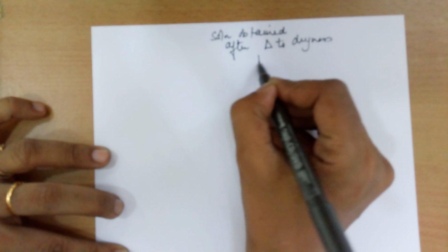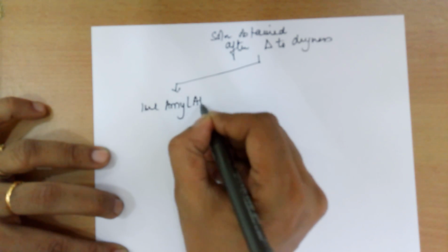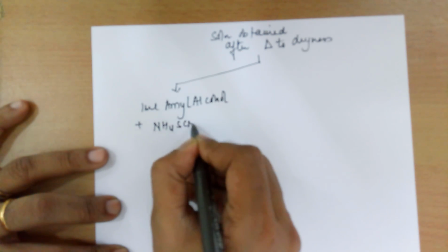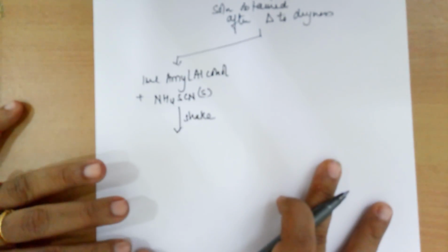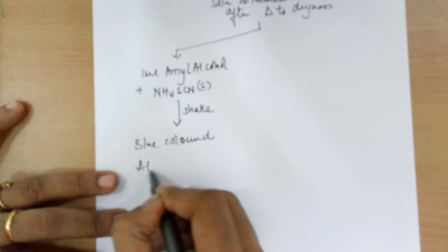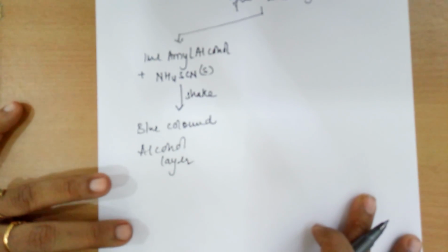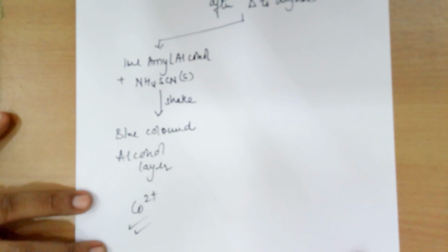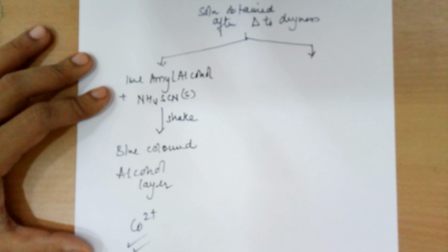To the first part, add 1 ml amyl alcohol and a few crystals of ammonium thiocyanate. You need to shake it for some time and you would observe a blue colored alcohol layer. Since this alcohol is not soluble, you will get a blue colored alcohol layer and that confirms cobalt. If this happens, there's no need to move to the second part.